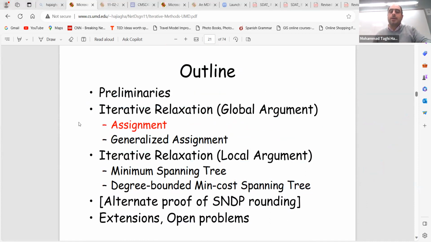I want to talk about iterative relaxation, essentially for several problems here: assignment, generalized assignment, minimum spanning tree, degree bounded spanning tree, and hopefully SNDP, the survivable network design problem, and I'll also talk about some open problems.